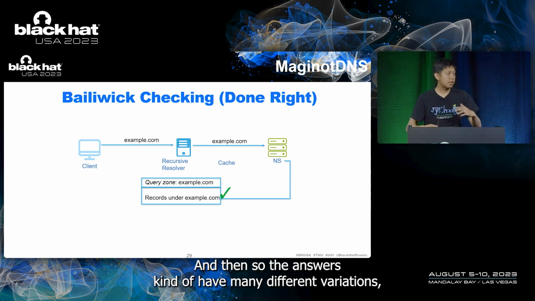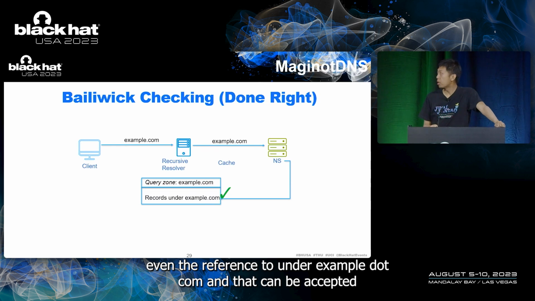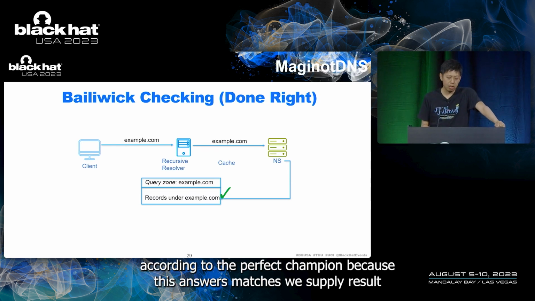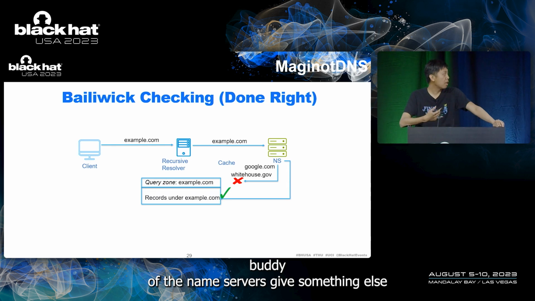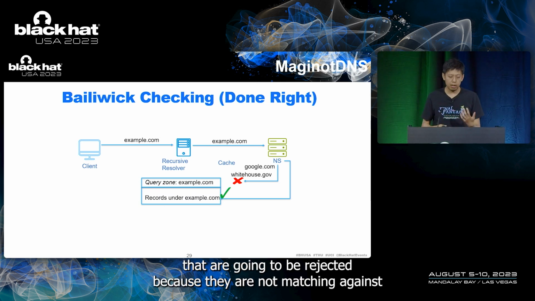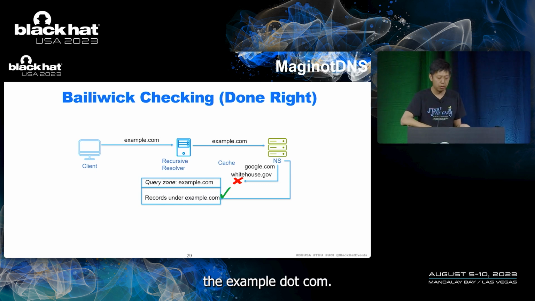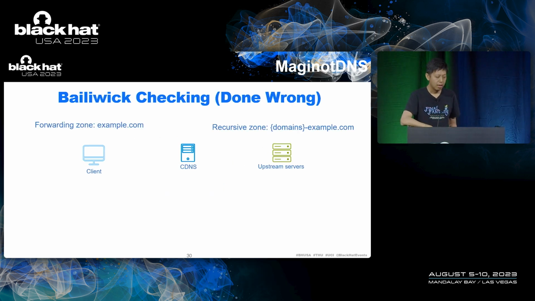And then the answers can have many different variations. If the records are under example.com, that can be accepted according to the bailiwick checking because these answers match the query zone. But if the name servers give something else, like google.com or whitehouse.gov, those domain name records are going to be rejected because they do not match example.com. So we have the bailiwick checking rule done right.